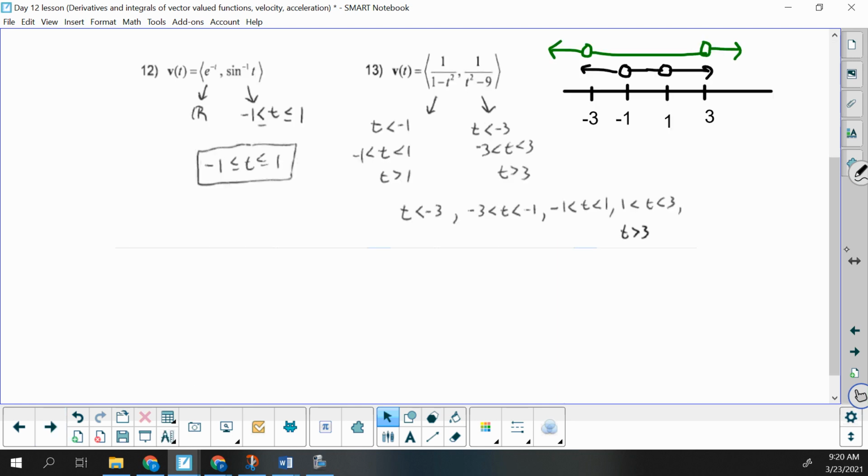In 13, I wrote it with some intervals. So the first one, we basically can't have -1 and 1, so you could think of it as 3 intervals. That's the black there. Then the second one, similar idea, that's the green. So you could split that into 5 different intervals. Or you could just say all real numbers and t cannot equal plus and minus 3 and plus and minus 1. That would probably be the shorter way to write it.